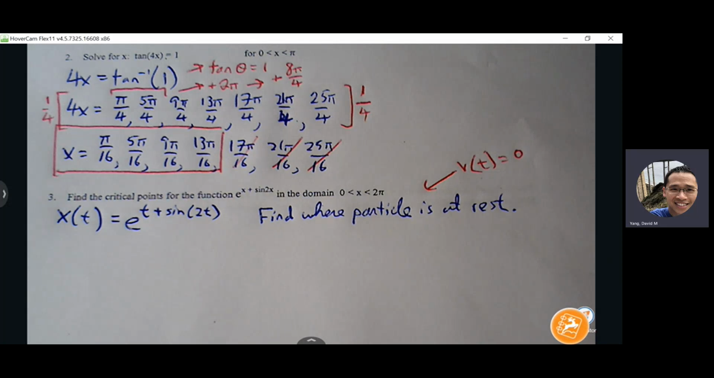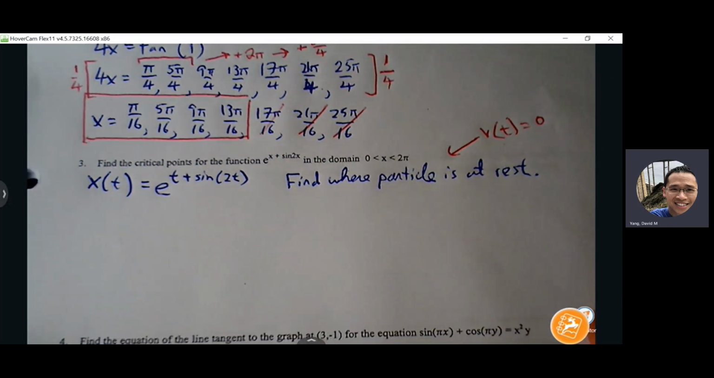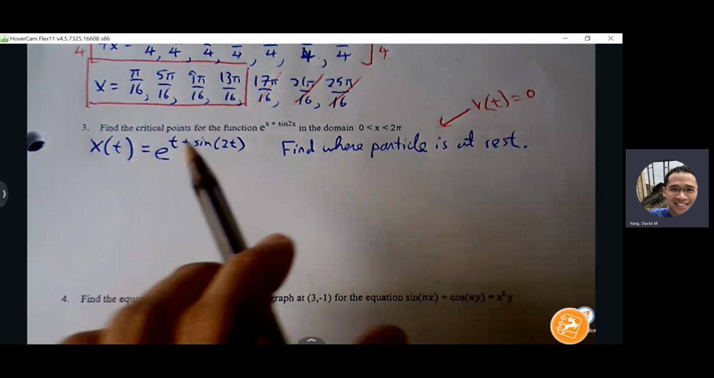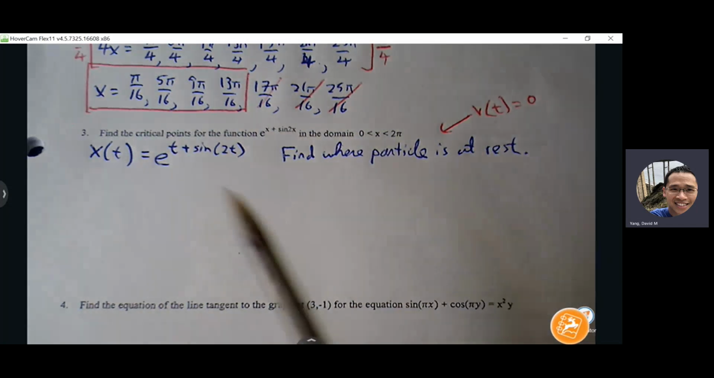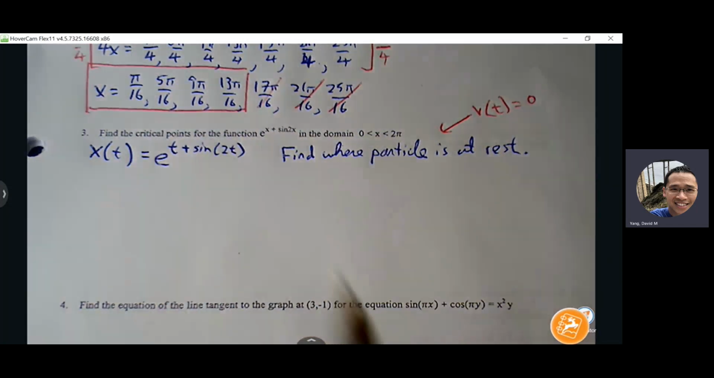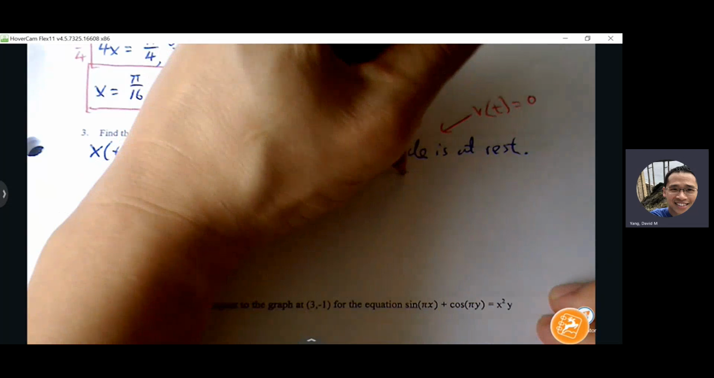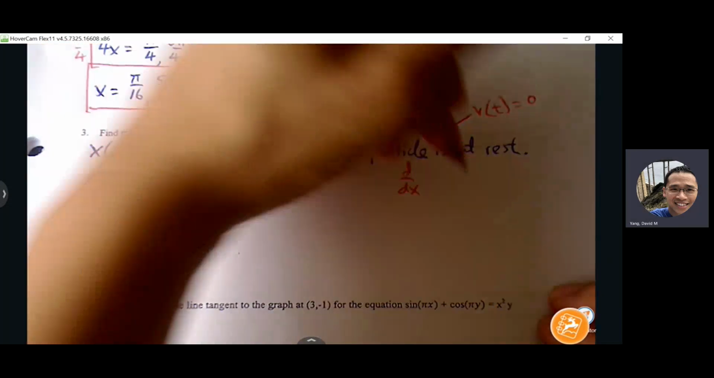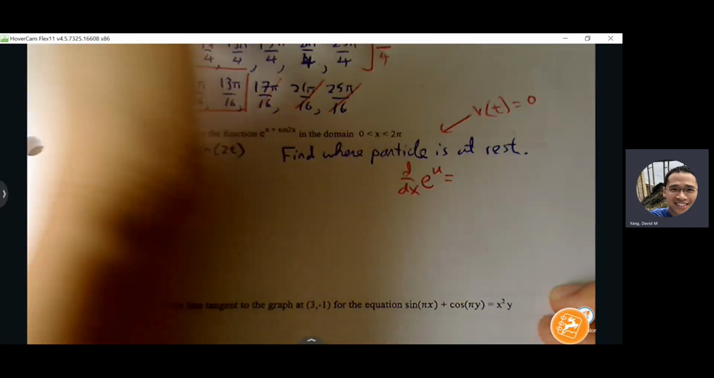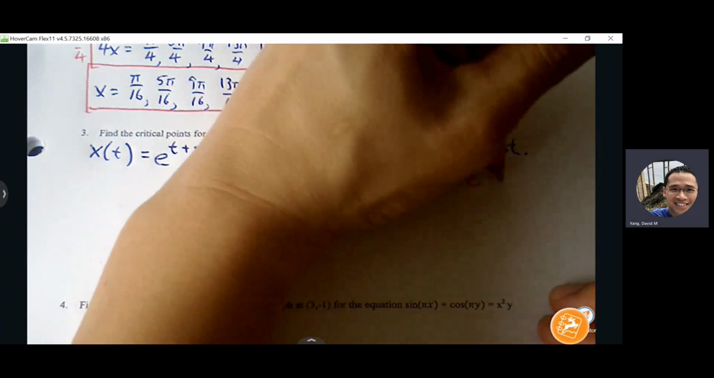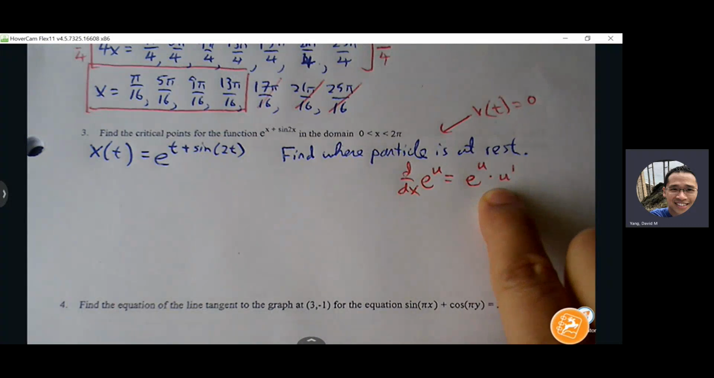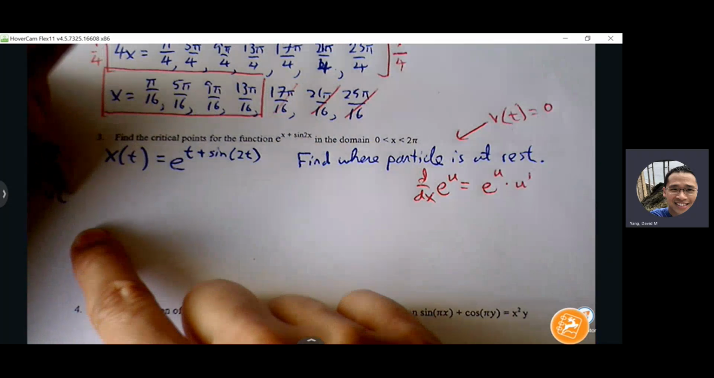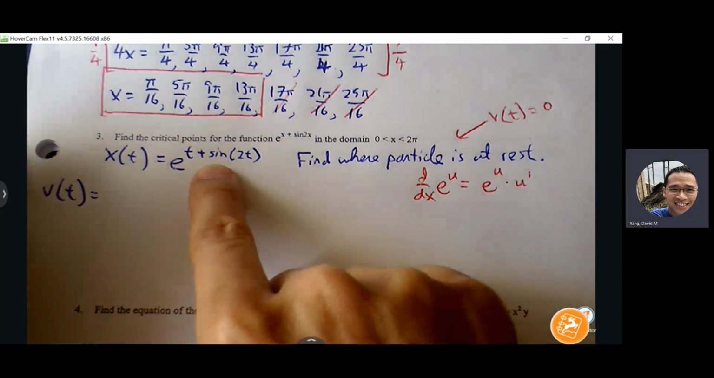Okay, so we're going to practice through that process so you can see that a similar problem is going to show up on the test. So if I want to find where the particle is at rest, I'm going to find velocity. To find velocity, I need to find the derivative. To find the derivative, let's think about the rules involved here. This is e to the u, right? What's the rule for e to the u? e to the u times u prime. That's one that you're going to have to know for the test. Okay. All right, so v of t: e to the u times u prime.